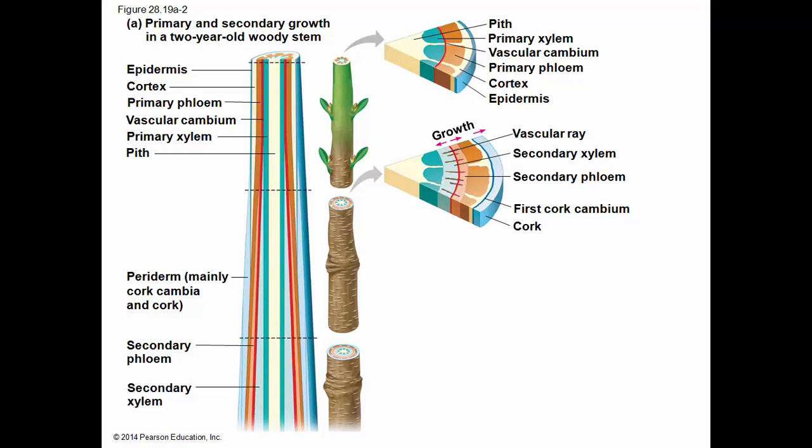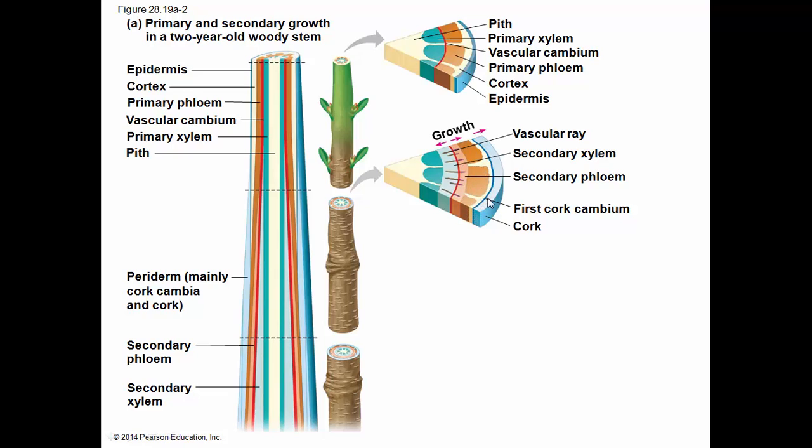Some initials of the vascular cambium give rise to vascular rays. So initials are little structures that grow into these vascular rays. The vascular ray is going to connect the secondary phloem and the secondary xylem. The vascular ray provides a structure between the secondary xylem and the secondary phloem, so there's an ability to communicate. You can get fluids back and forth across those.